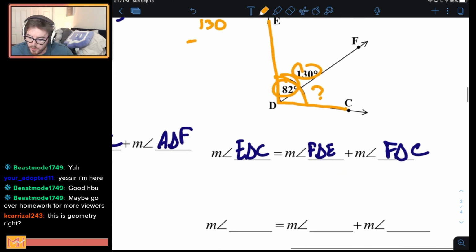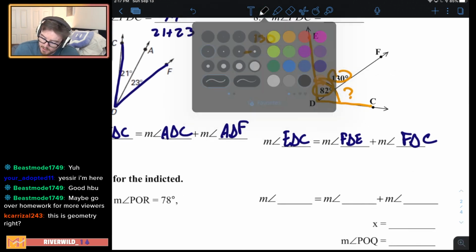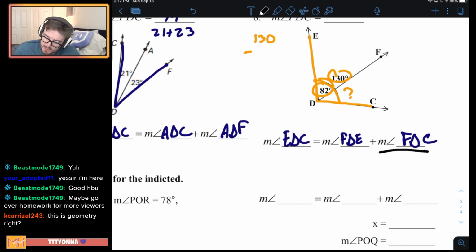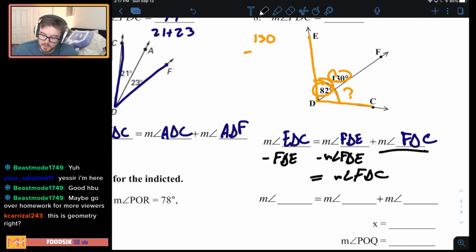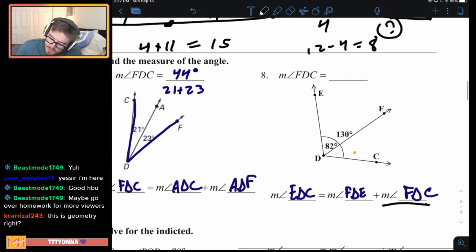Take a look at our equation too. If this equation makes sense, how would you solve for FDC? I want to solve for this. That means I need to subtract this guy to leave me with just this, right? You see what I'm saying there? So actually, better yet, let's write the equation. So EDC is 130, FDE is 82, and I want to solve for this guy.